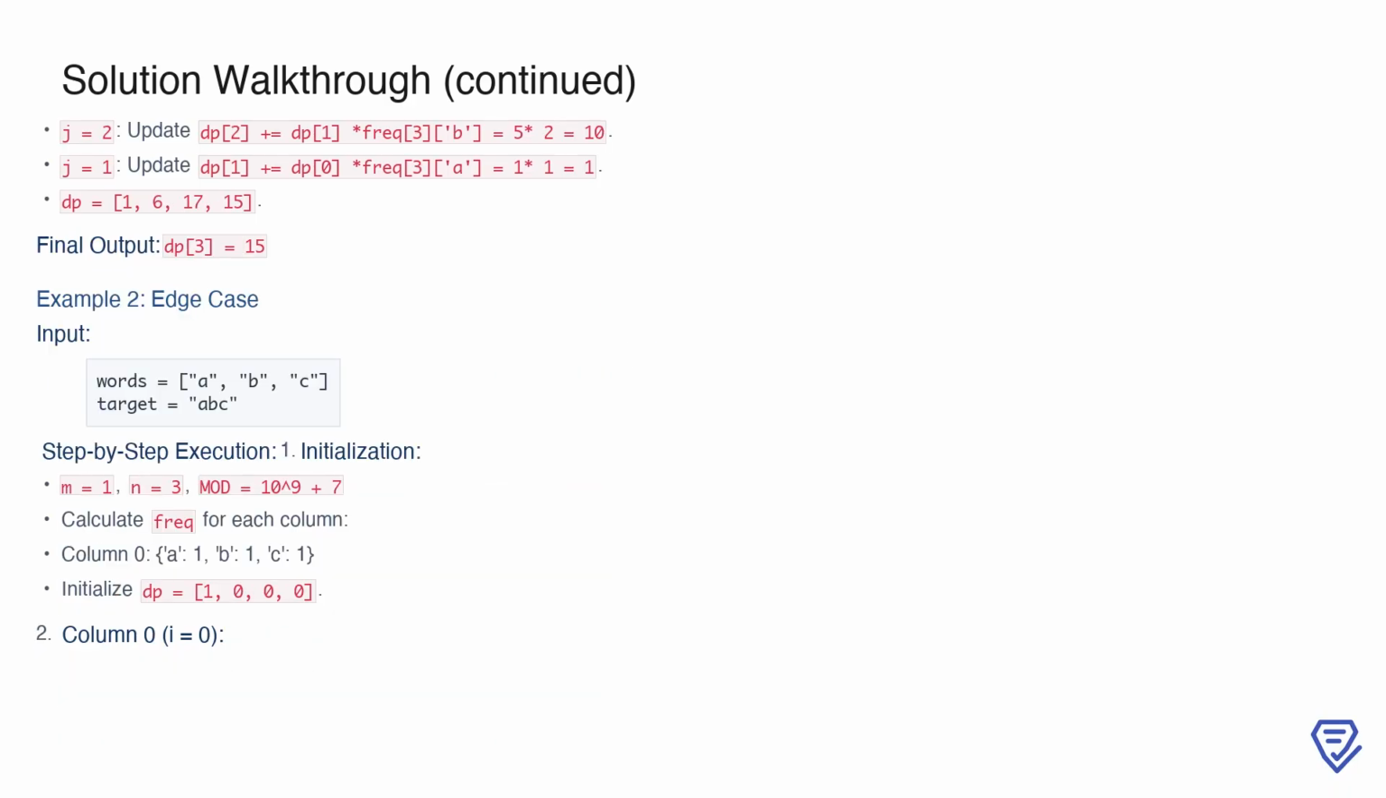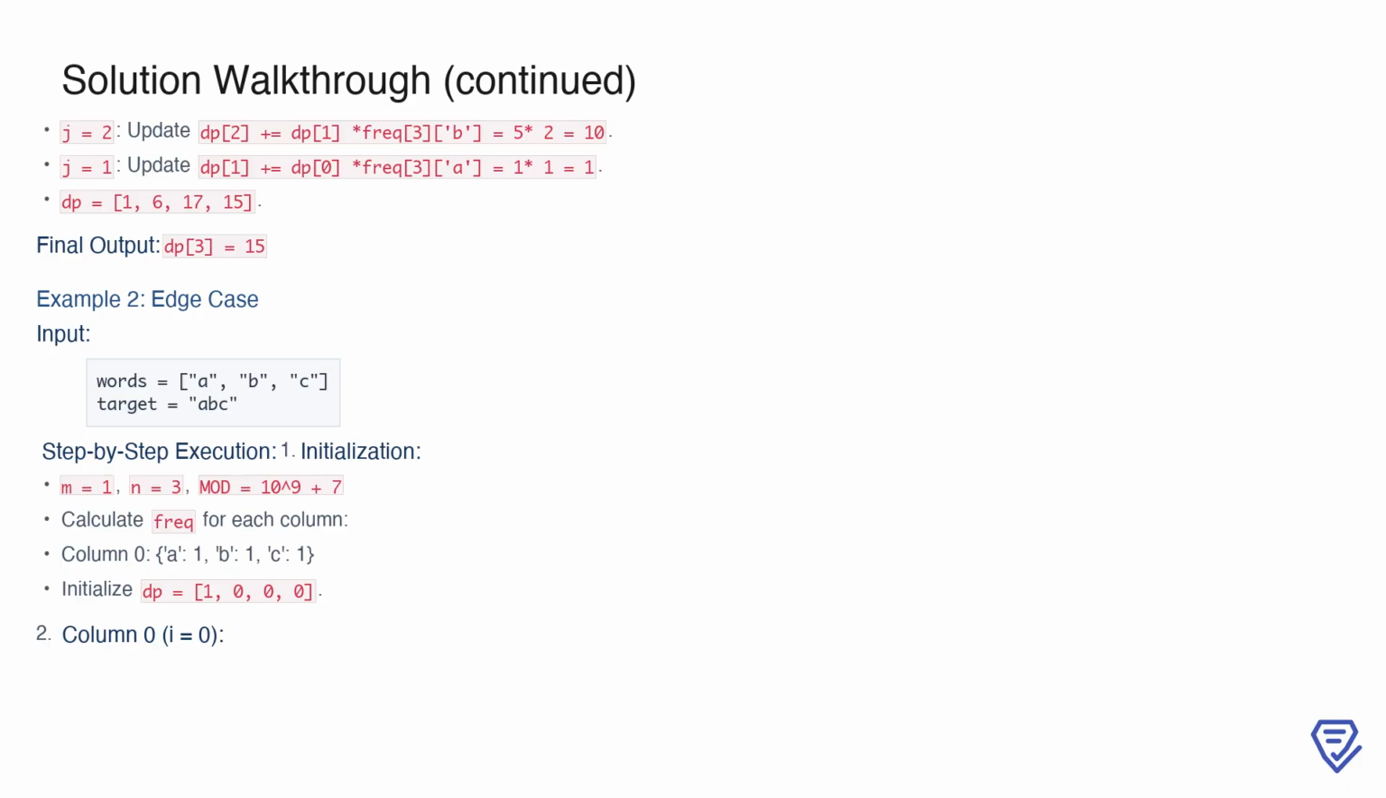In the final steps of example 1, we finish processing column 3. For j equals 2, the target character b matches the frequency in column 3, so dp[2] is updated to 17. For j equals 1, the target character matches, and dp[1] increases to 6. The final dp array for this example becomes 1, 6, 17, 15. The answer to the problem is the value of dp[3], which is 15. This means there are 15 distinct ways to form the target string aba using the given words.